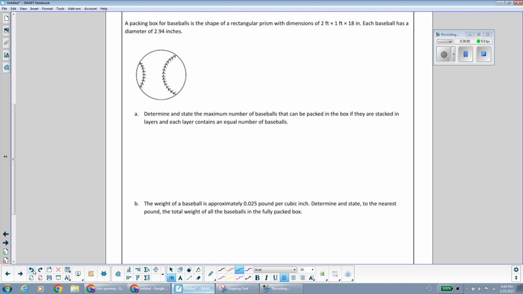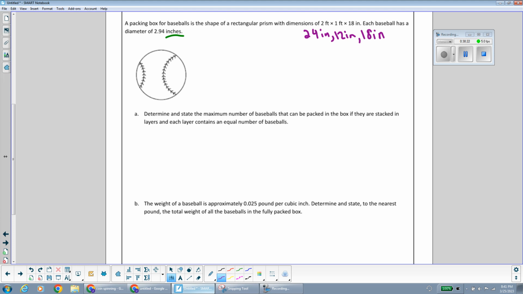So since it tells us the diameter of the baseballs in inches, I'm just going to put all the dimensions into inches. So 2 feet is 24 inches. 1 foot is 12 inches, and then we have 18 inches. So if I want to find the number of baseballs that can be packed in the box, I need to know how much space is in the box to start with.